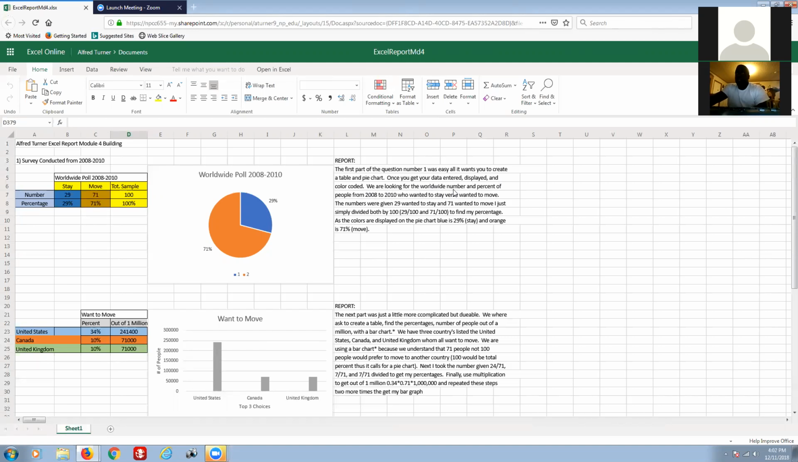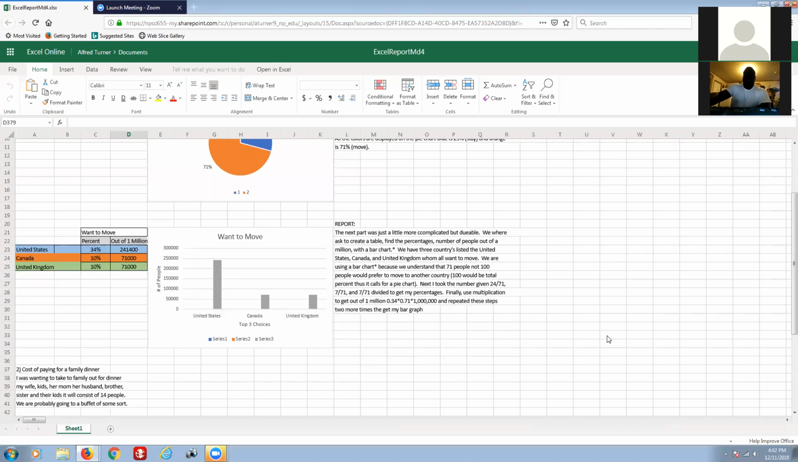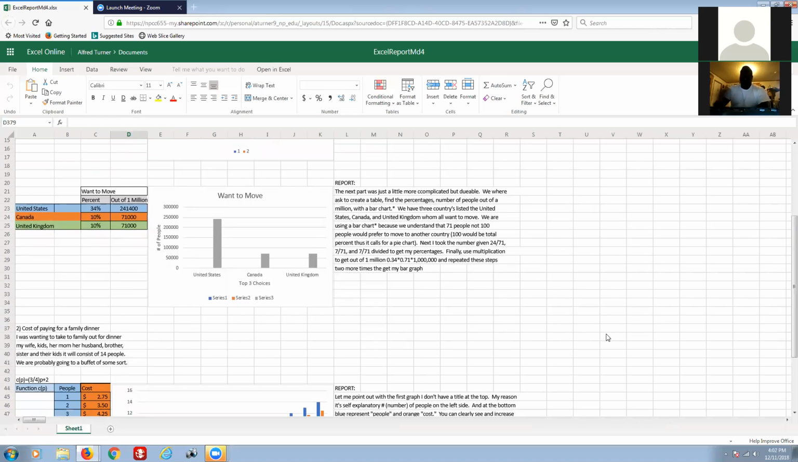We're looking at the worldwide percent of people from 2008 to 2010 who wanted to stay versus wanted to move. The number was given: 29 wanted to stay and 71 wanted to move. I just simply divided both of them over 100, so I got a percentage, as the colors display in the pie chart. 29 wanted to stay in blue, and 71 wanted to move in orange. That's well done. Report number 2.